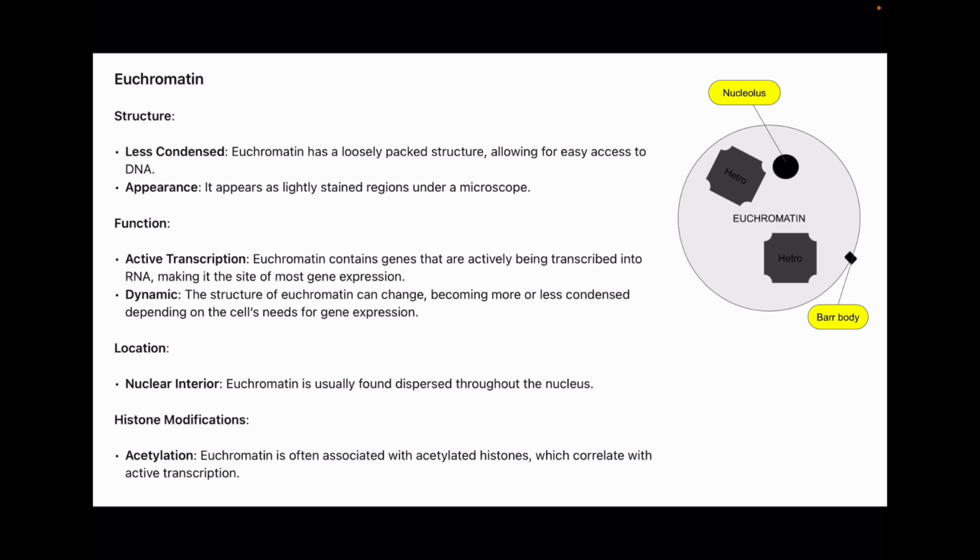The location. Euchromatin is usually found dispersed throughout the cell. Histone modifications. Euchromatin is often associated with acetylated histones, which correlate with active transcription. So when a histone is acetylated, it's exposing that part of the DNA, and that part of the DNA is called euchromatin, which is actively transcribing itself.